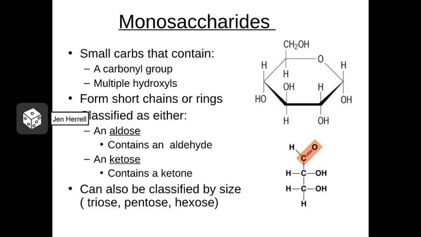The smallest carbohydrates, also known as the simple sugars, are called monosaccharides. Monosaccharides consist of between 3 and 7 carbons in either a chain or a ring. Here we have a little chain that consists of 3 carbons. Up here we have a ring and it consists of 1, 2, 3, 4, 5, 6 carbons. So it's a monosaccharide as well.